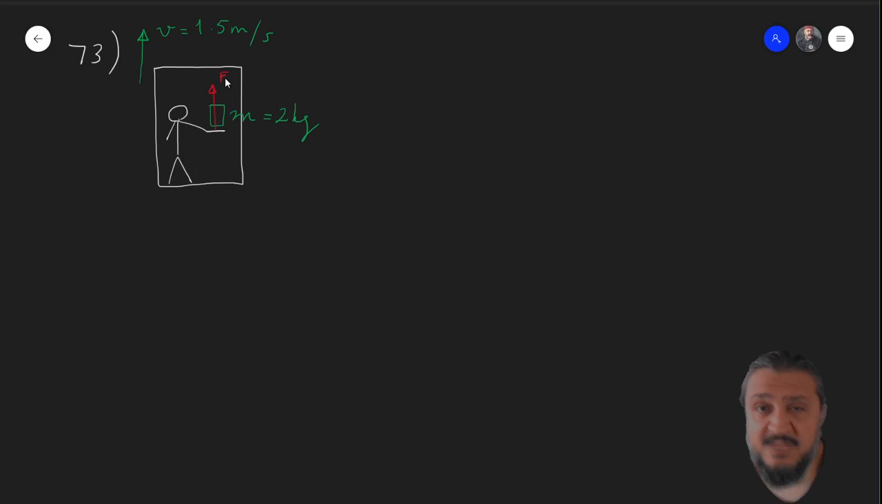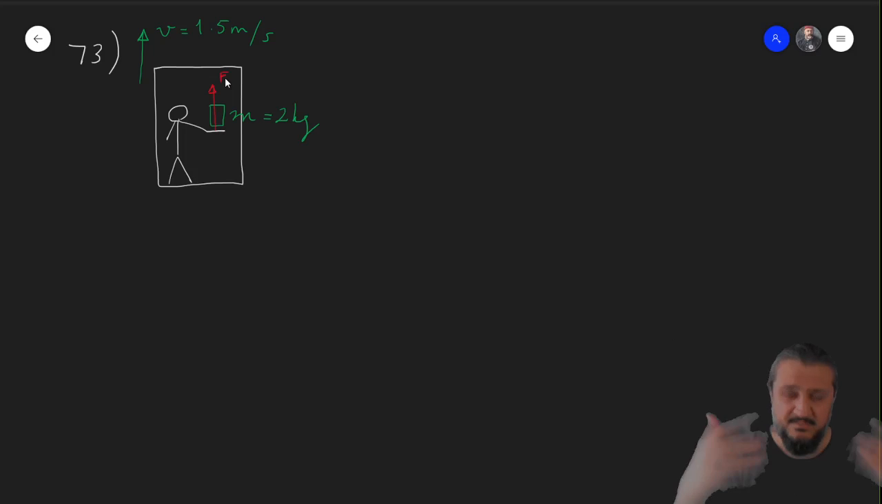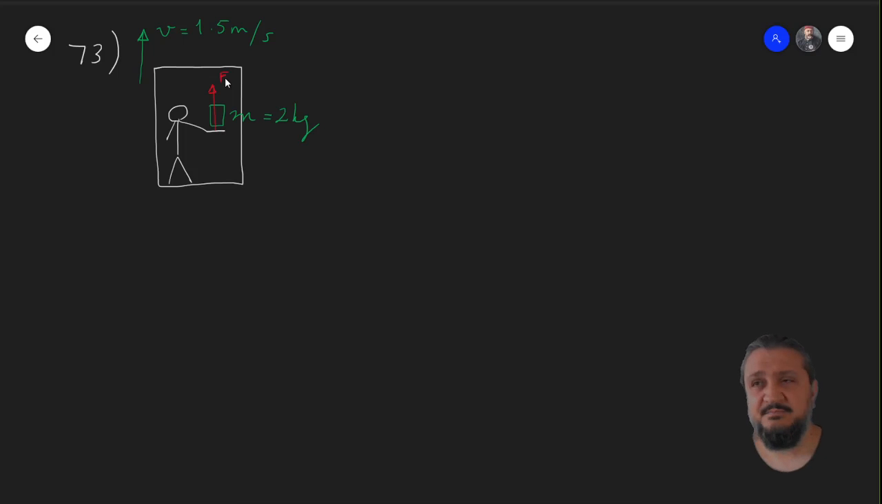Now, what if it was not 1.5 meters per second, but 1,000 meters per second? Would it matter? Actually, no. As long as you're moving with constant velocity, you are in a frame where you wouldn't experience any fictitious forces. If you remember a couple of problems back, I think it was the accelerometer problem. So if there's no acceleration, the velocity doesn't matter. It's constant. Acceleration is 0.